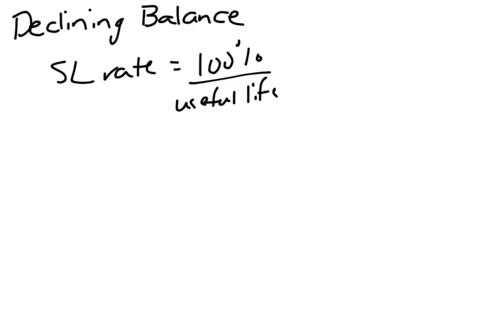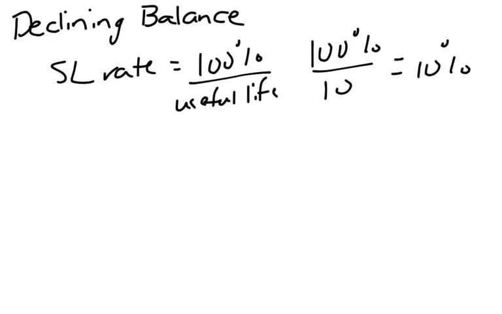So the example that we used when we talked about straight line and units of production or units of activity, we had a life of 10 years. So we took 100% divided by 10 years, and that gave me 10%. That was the straight line rate. What we do with declining balance is we take twice the straight line rate. So we take that 10%, multiply it by 2. So 20% would be our rate that we're going to use to calculate for depreciation.